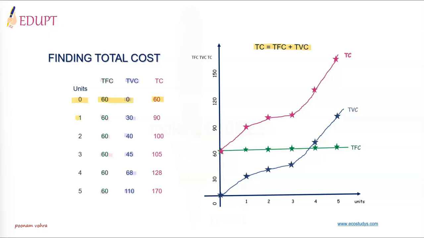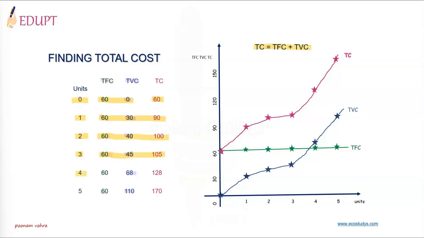When 1 unit is produced, total cost would be total fixed cost, that is 60, plus total variable cost, that is 30, so it is 90. When 2 units are produced, total fixed cost remains the same at 60, total variable cost is 40, so total cost is 100. When 3 units are produced, 60 plus 45, total cost is 105.